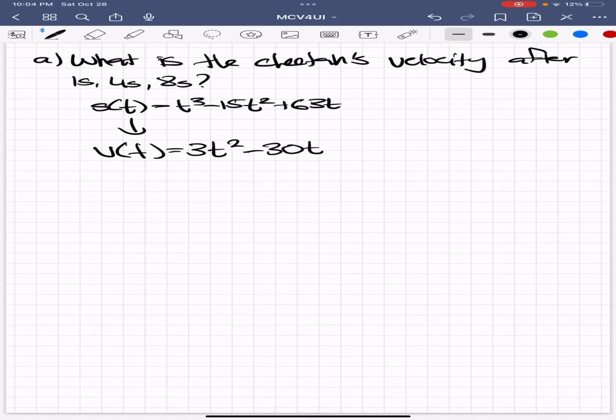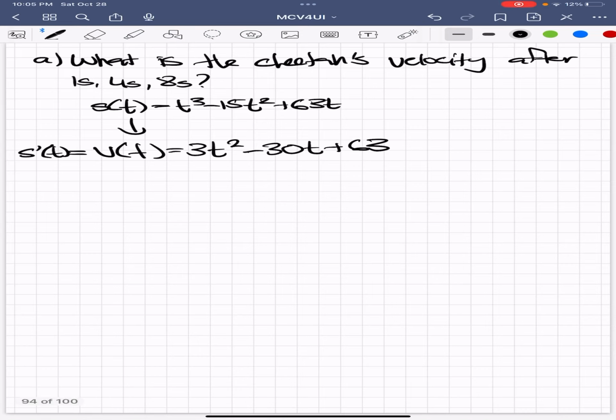And then we have an exponent of 1, so we'll multiply that by 63, and then we do 1 minus 1, which is 0, so it's t to the power of 0, so we get rid of t, and so it's just plus 63. So that's how you get the velocity function, finding the derivative of the position function.